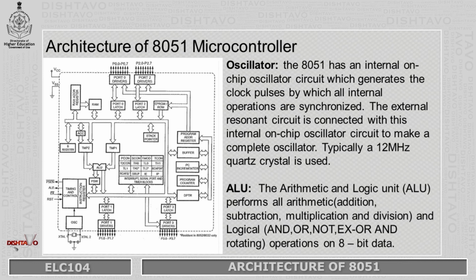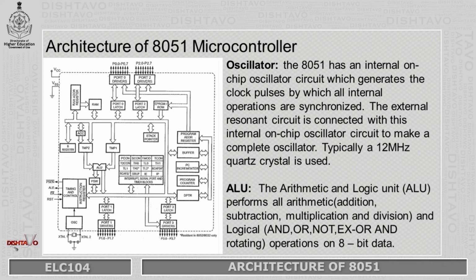The oscillator becomes one of the most important devices, like the heart of a microcontroller. It gives the timing signal for the microcontroller to run in synchronism. The 8051 has an internal on-chip oscillator circuit which generates the clock pulses by which all internal operations are synchronized. The external resonant circuit is connected with the internal on-chip oscillator circuit to make the complete oscillator. Typically, a 12 MHz quartz crystal is used, or 11.0592 MHz for better baud rate matching.